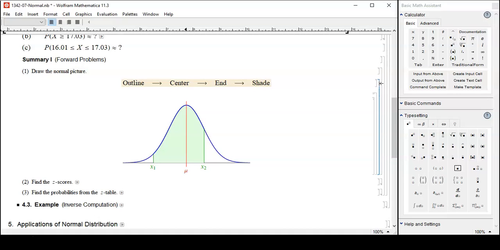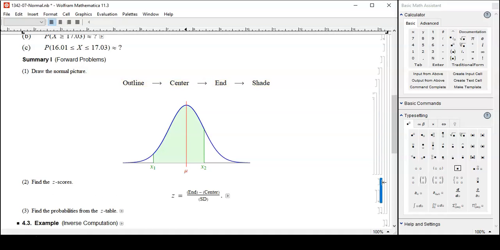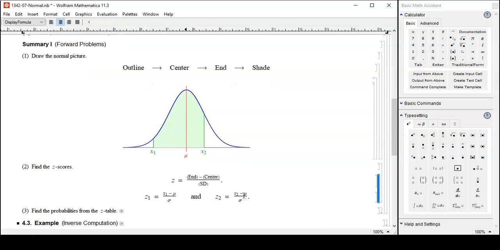Basically, it's a geometry problem way back from high school or maybe in middle school. How do you get the z-score? End minus center over SD. Here we have two ends, x1 and x2, and they'll give you two z-scores.